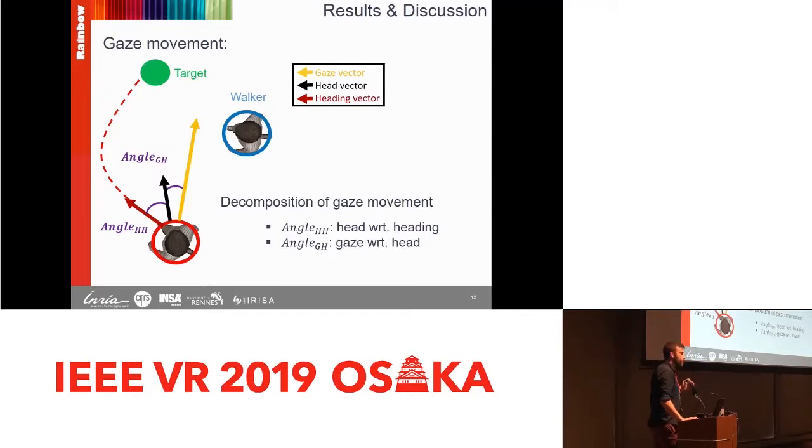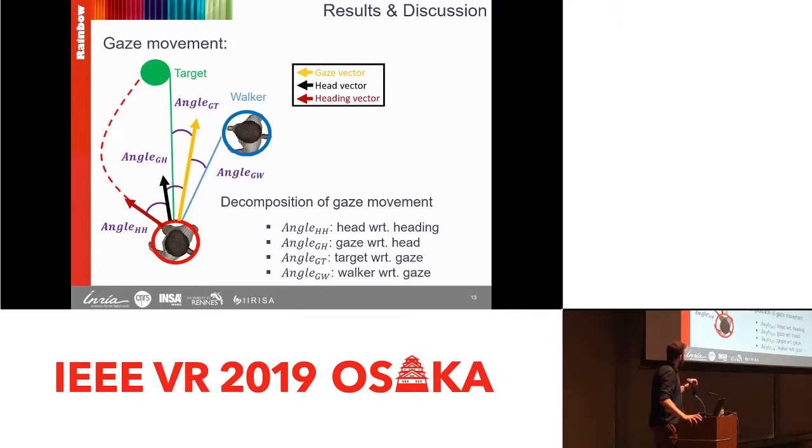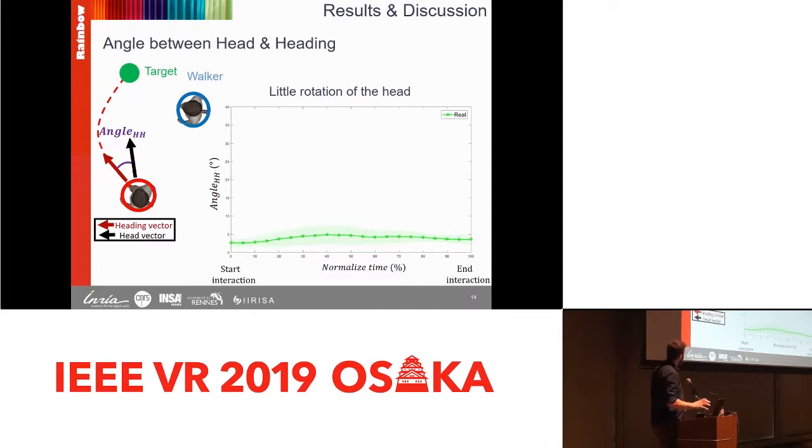But we also want to look at how participants look at the elements. So we want to study the angle between the target and the gaze, and the angle between the worker and the gaze. For all these angles, we look at their evolution over the interaction, over the normalized interaction time. As I said earlier, the start of the interaction is when the other worker is not hidden anymore by the wall. The end is when they are the closest to each other.